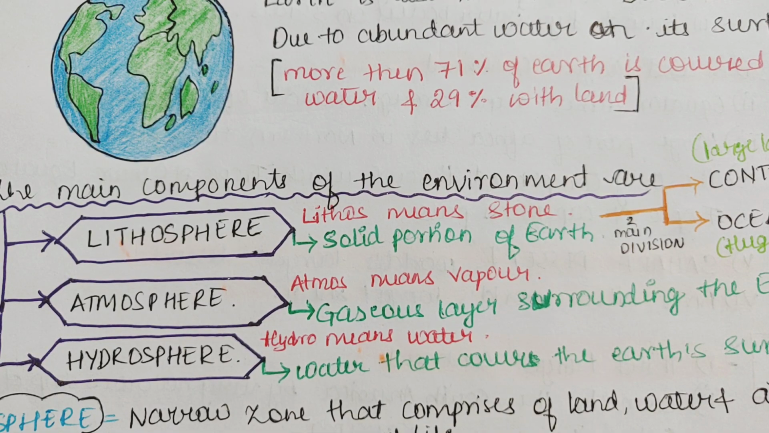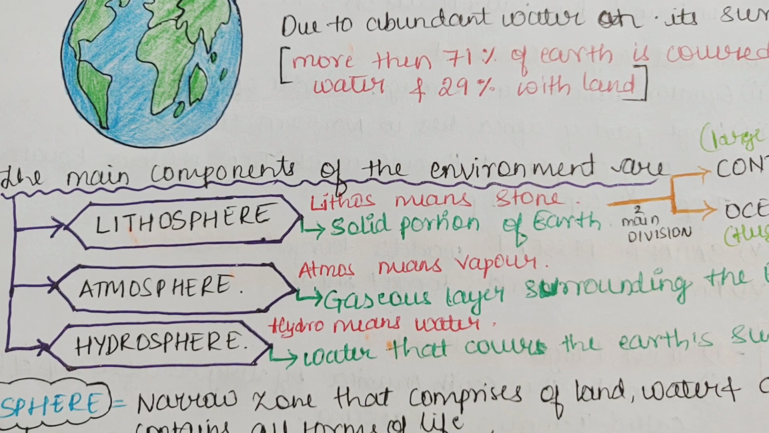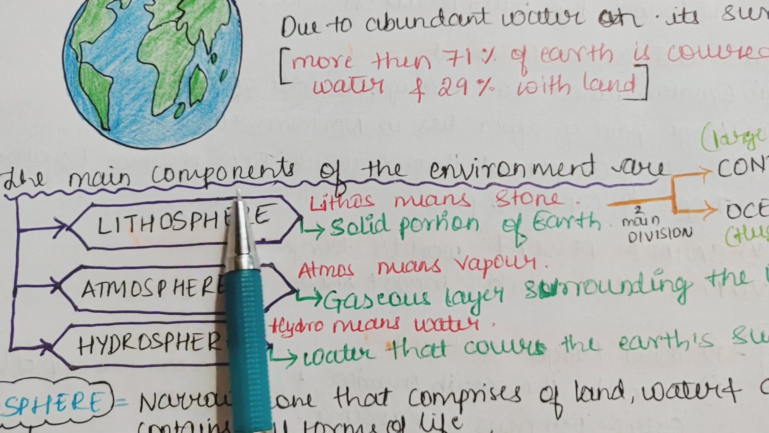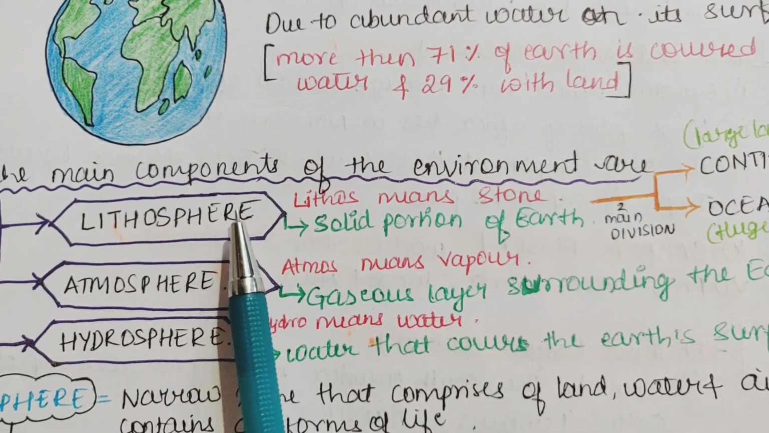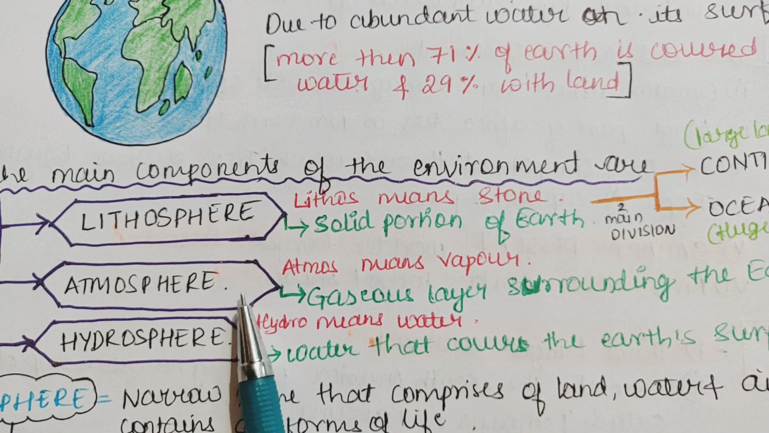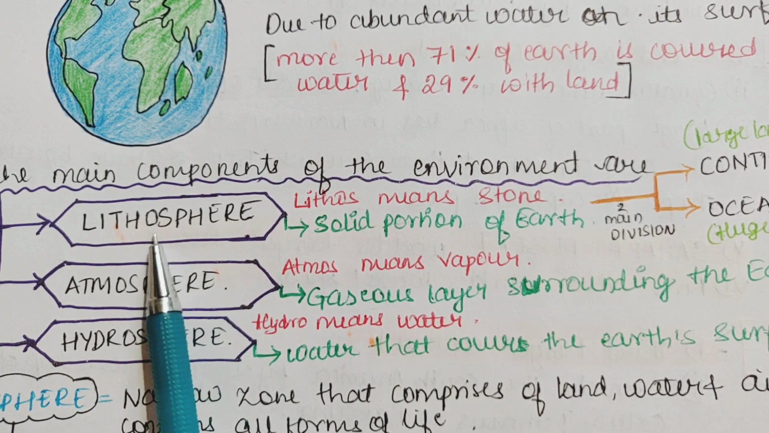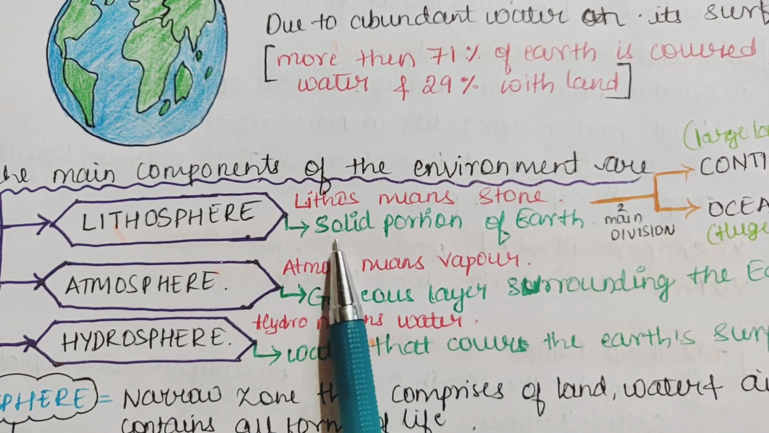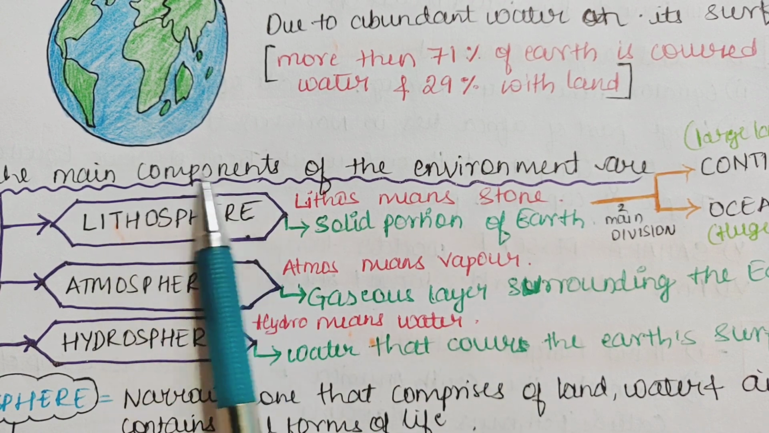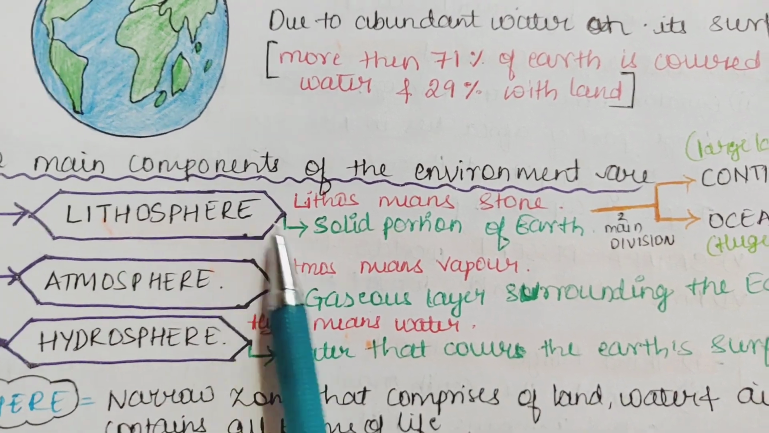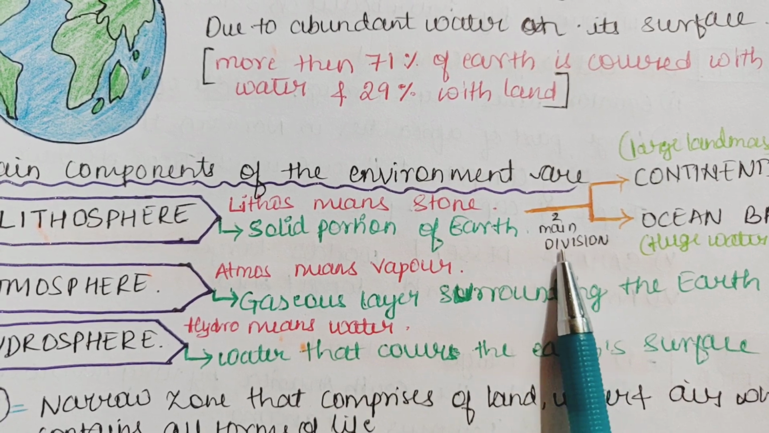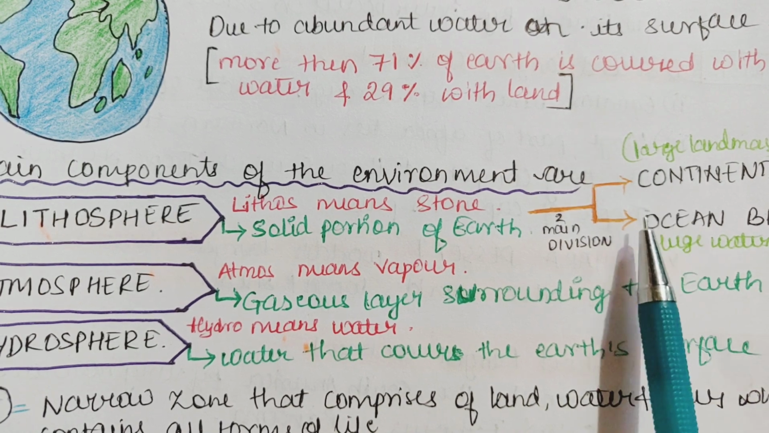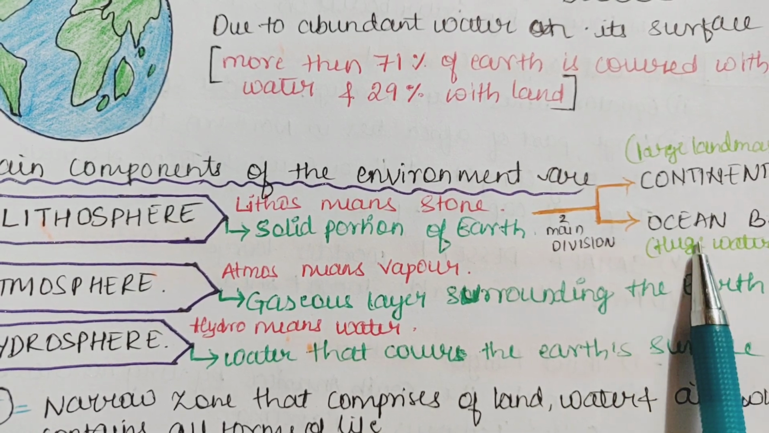The surface of the Earth is a complex zone that meets the main components of the environment. The main components of the environment are lithosphere, atmosphere, and hydrosphere. Lithosphere. Lithos means stone. The solid portion of the Earth is known as the lithosphere. This lithosphere is divided into two main divisions. The large land masses are known as the continents and huge water bodies are known as the ocean basins.